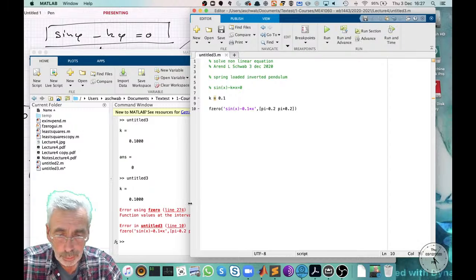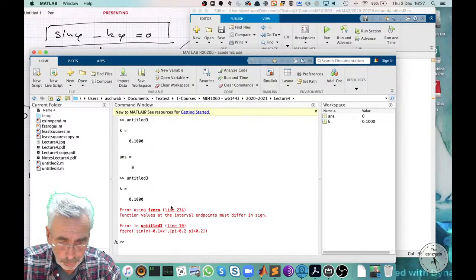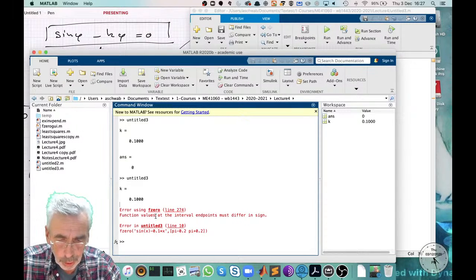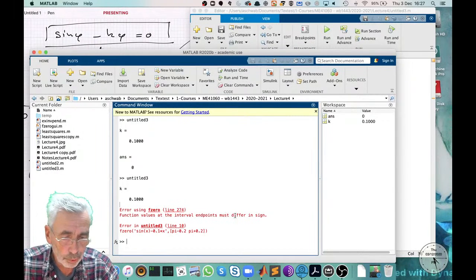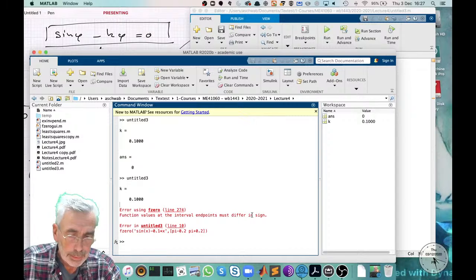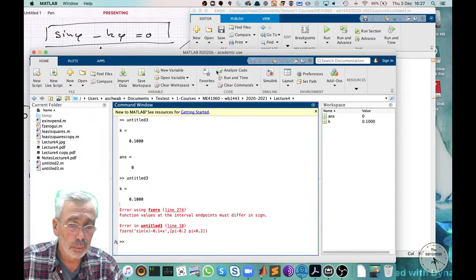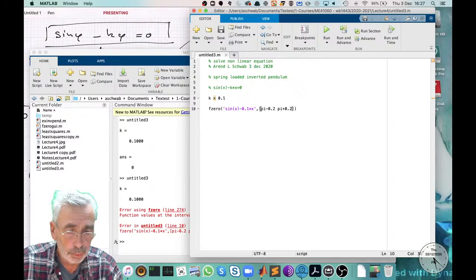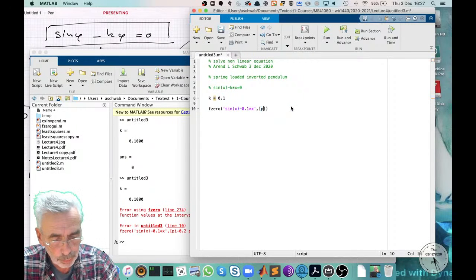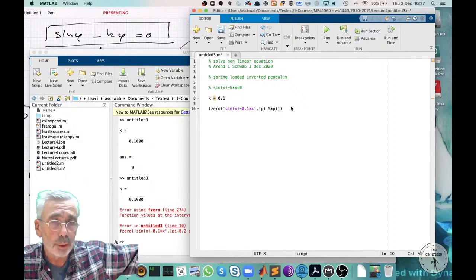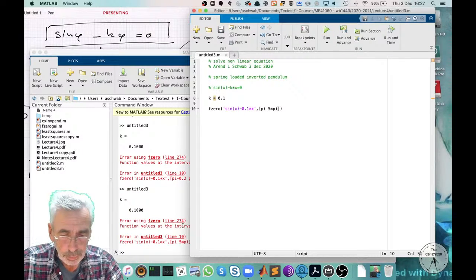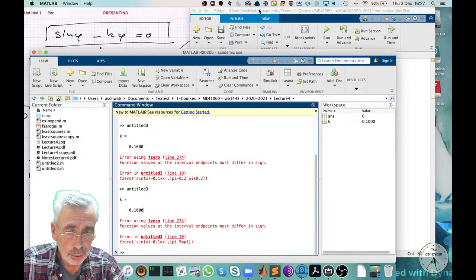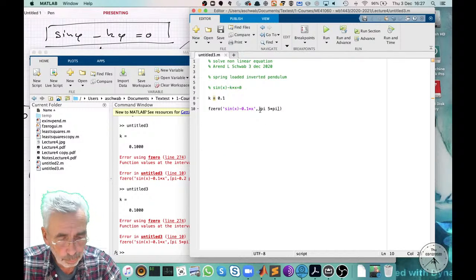Let's run it. Oh, what happens? Function values at the interval endpoints must differ in sign. Yeah, so apparently there is no 0 there. So let's be a bit broad. Let's say we want to know between pi and 5 times pi. There must be something out there. Let's run it again. Oh, again, must differ in sign, so we take half pi.